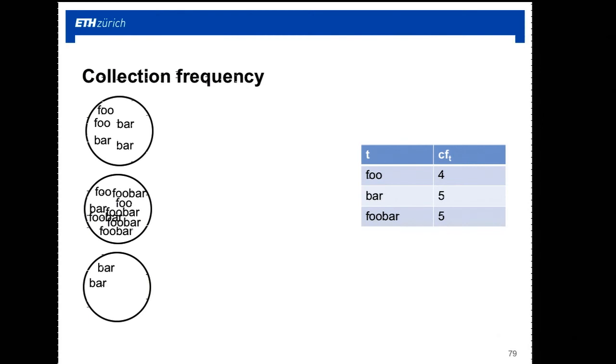This is called the collection frequency. Collection frequency is only indexed on the term, not on the document. So for each term, we have one collection frequency, not for each term in documents. So only t is my index for that. So 4, 5, and 5. And then maybe we can use this as a quantifier of rarity, but there is still an issue with that.